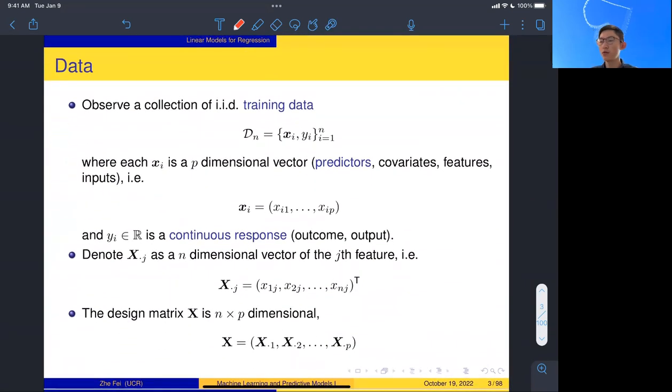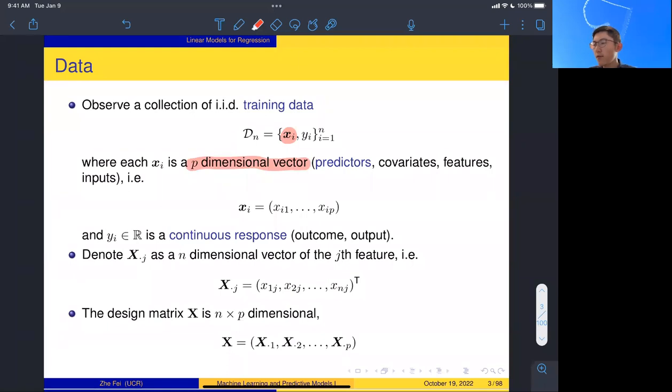So first, we want to introduce some further notation. This training data, D_n, we have seen before. But here, instead of a single xi, we write xi as a p-dimensional vector, xi1 through xip. We have different names, but they all mean the same thing, whether you call them predictors, covariates, features, or inputs: they all refer to this xi vector in our training data.